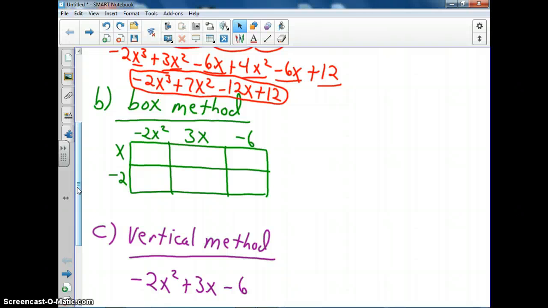So look at this. What's x times -2x squared? -2x cubed. That's what's going to show up in the box. Look at there. -2x cubed. What's x times 3x? 3x squared. That's what's going to show up. 3x squared. Look at there.